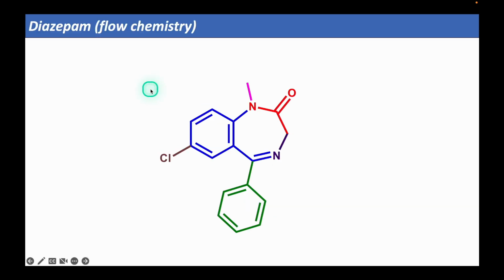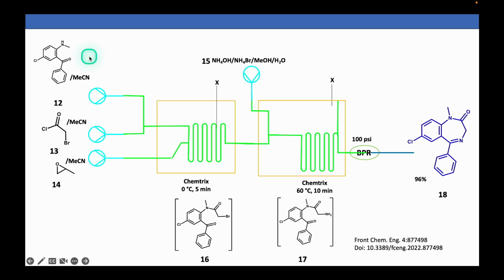Diazepam by flow chemistry. Through flow chemistry, benzophenone 12 is reacted with bromoacetyl chloride 13 in the presence of propylene oxide 14. In microfluidic microreactors, the amidation reaction first generates the amide 16 as an intermediate. It is worth noting that propylene oxide reacts with the hydrochloric acid generated at this stage, thus preventing the protonation of the amine 12 and stopping the reaction.